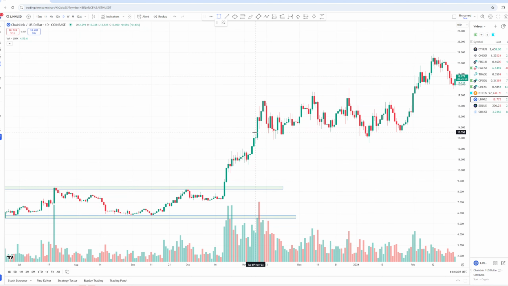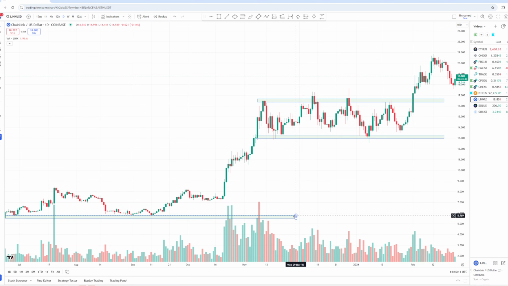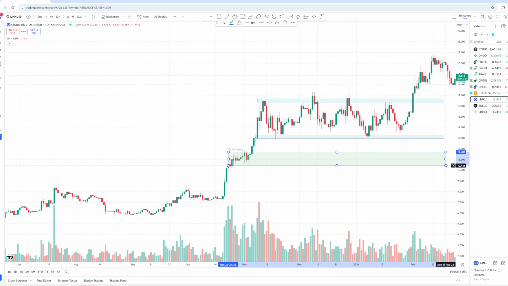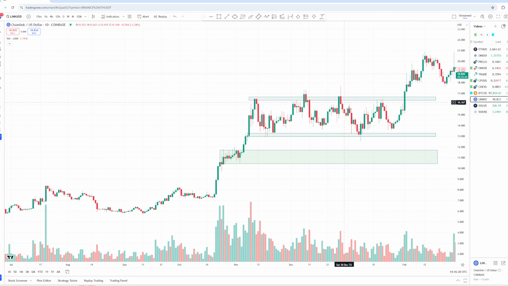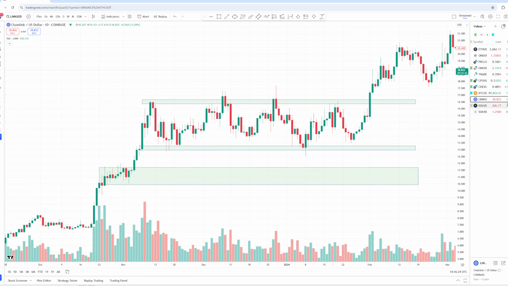So we had a big push. We started consolidating right here. And as you can see, let me just delete those. There's a cluster somewhere in here. So you might be anticipating for this to get tagged again. However, price gave us a signal that this might potentially not happen. Something that is happening right now to Solana. You see that we didn't have another retest. So price reversed from a little bit higher than the range low in this case.